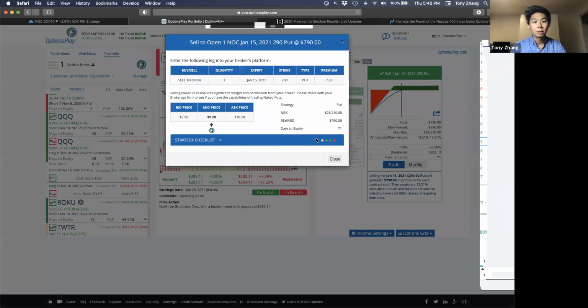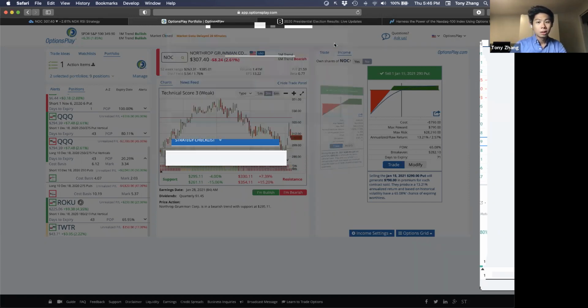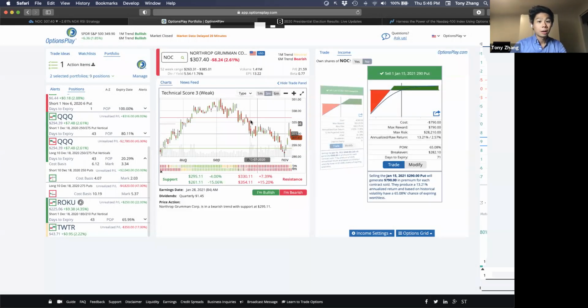So, if you look at these Januaries, here the mid price at $9.20, I think you should be able to get filled at about $9, maybe $8.90, $8.80, at the most. Unless you're trying to get filled at the midpoint, then I think you are probably going to have some trouble. But moving 10, 15 cents off of it, I don't think you should have a lot of trouble getting filled on NOC.